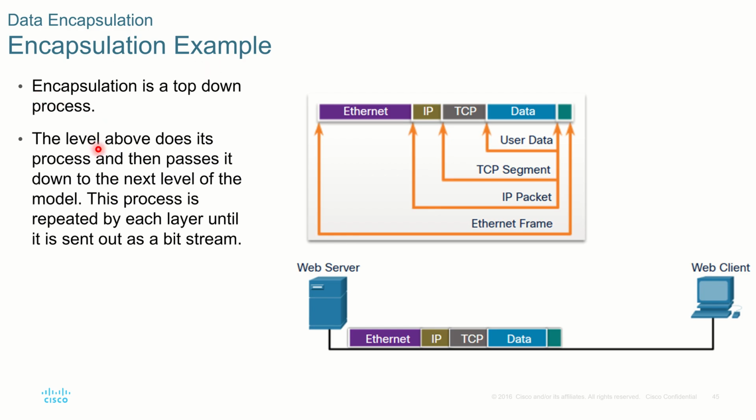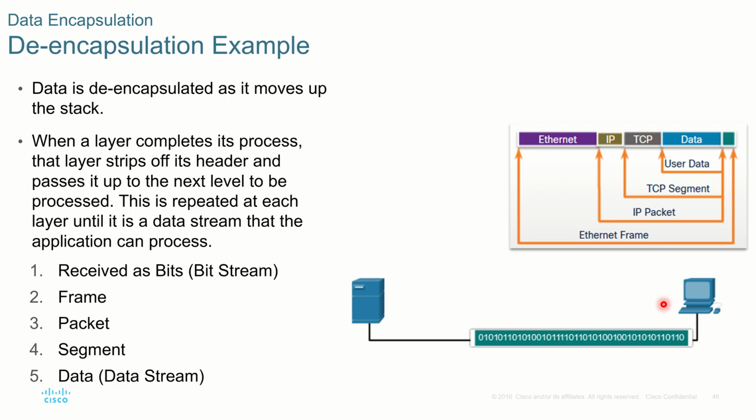Encapsulation is a top-down process. The level above does its process and then passes it down to the next level of the model. This process is repeated by each layer until it is sent out as a bit stream. On the receiving end, at the destination, the data will be de-encapsulated and move up the stack. For example, first you receive the data as a bit stream, then you de-encapsulate it and read the header information in the frame, then de-encapsulate and read the IP information as a packet, then de-encapsulate the segment, and finally you get to read the actual data.